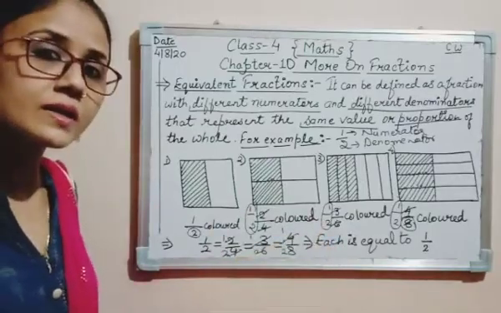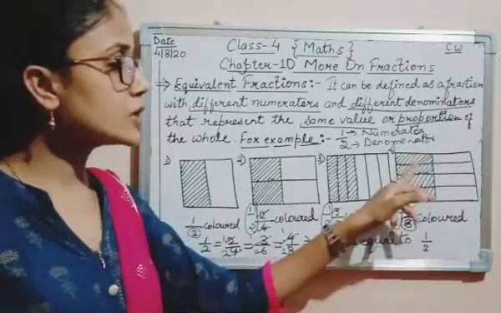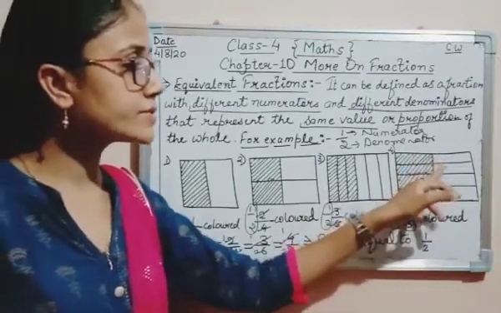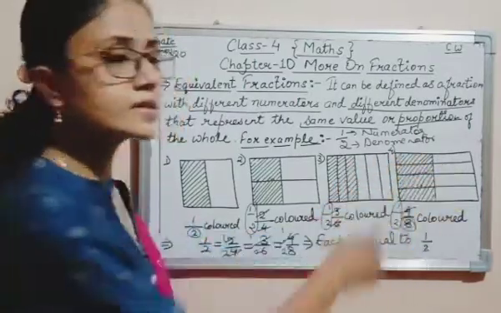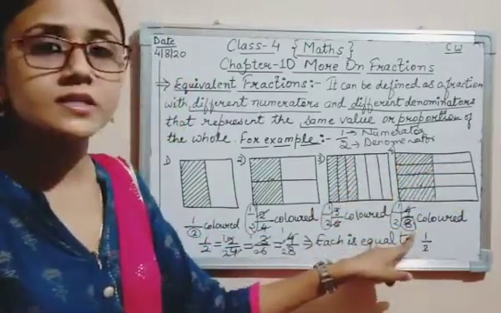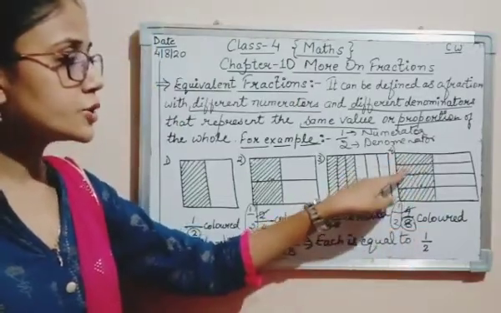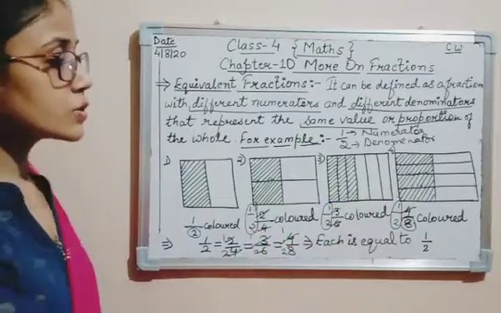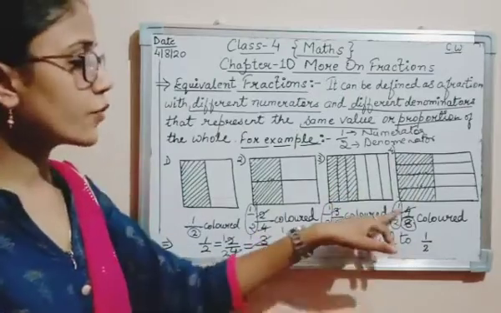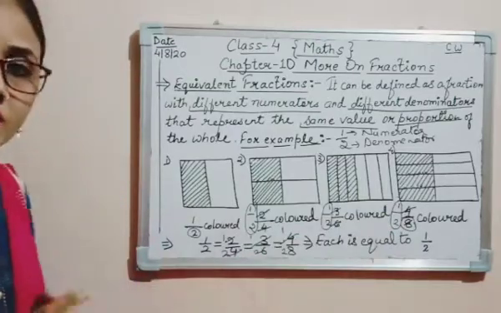Then what did we get? Value 1/2. Now come to the last one here. 1, 2, 3, 4, 5, 6, 7, 8. 8 parts are given. The whole part is 8. So we have written 8 in the denominator part. So how many parts are colored? 1, 2, 3, 4. So write 4 in the numerator part. So again if you reduce it, 4 1s are 4, 4 2s are 8. So the value will be the same.